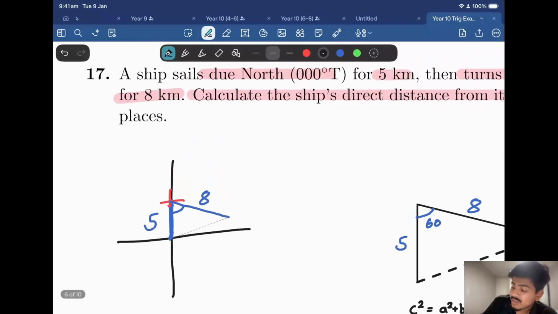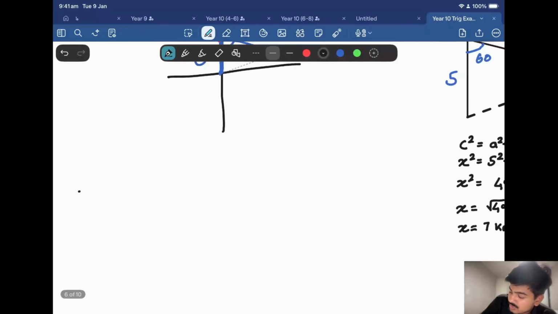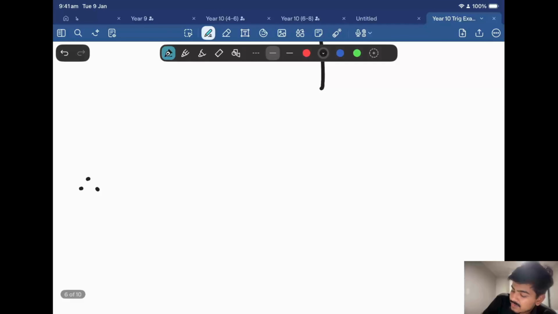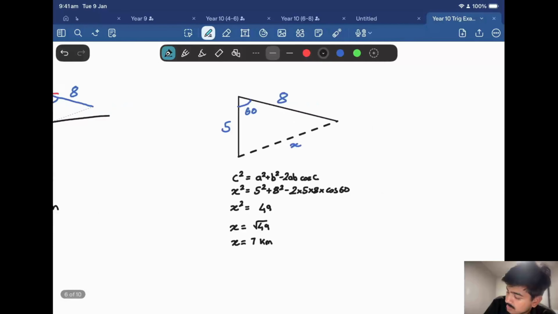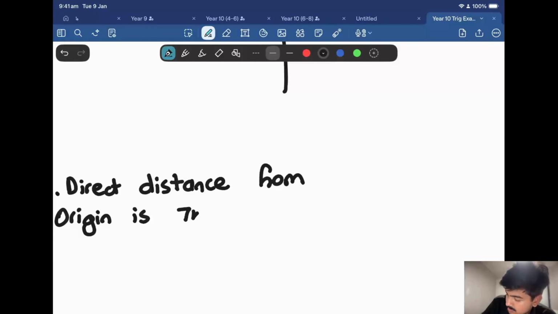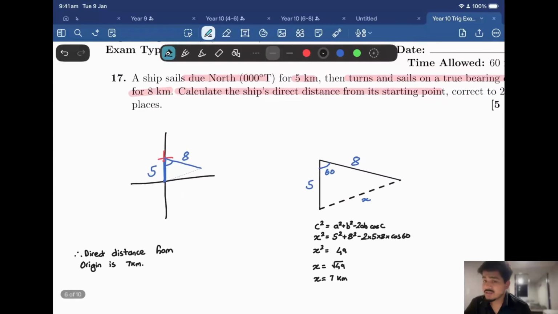If you're given a word problem, you want to reply with a few words. So you just write something very small: therefore, direct distance from origin is 7 kilometers. That's it. That's all you need to do. Is it a hard question? I don't think it's hard.